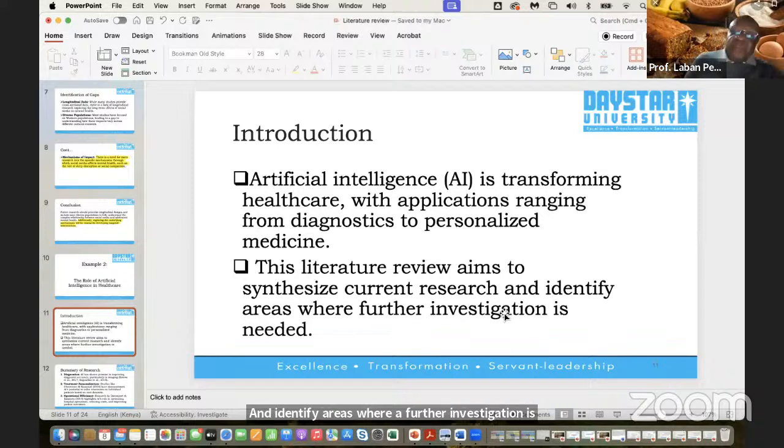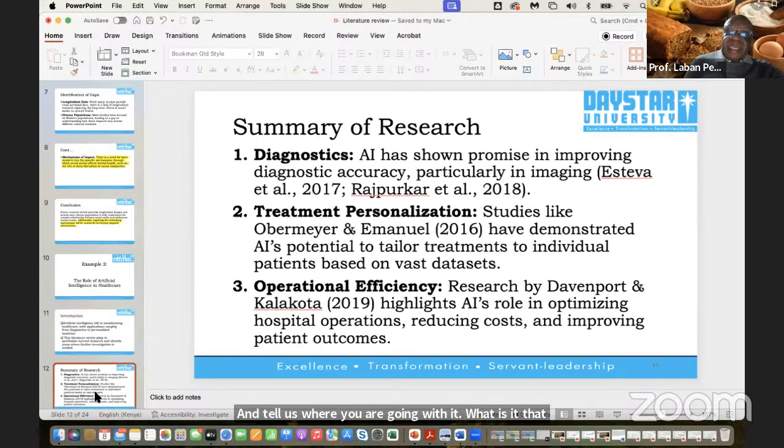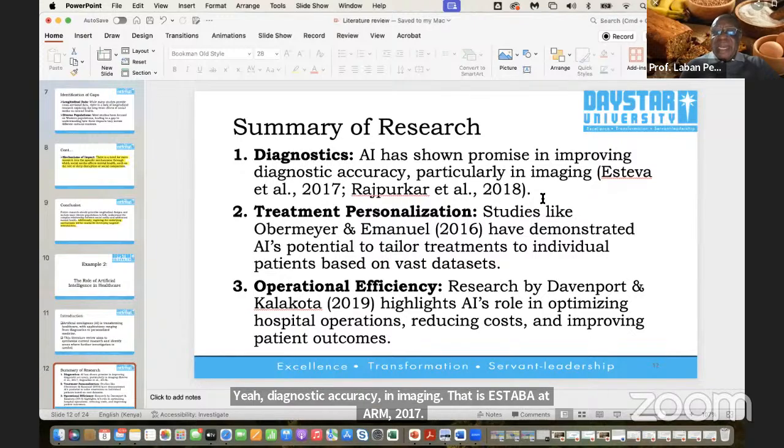So in the introduction of your chapter 2, tell us about the phenomenon in question and tell us where you are going with it. What is it that you want to do? Then, summary of the research, diagnostics. AI has shown promise in improving diagnostic accuracy, particularly in imaging. That is Esteva et al. 2017 and Rajpurkar et al. 2018.